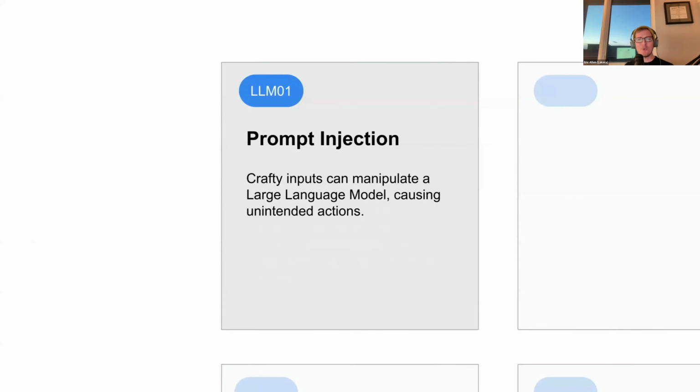If we zoom in a bit, OWASP defines prompt injection as "crafty inputs can manipulate an LLM, causing unintended actions." There's a little bit more on the official docs, but this is the important part for today's discussion. But what does that really mean in practice, right?